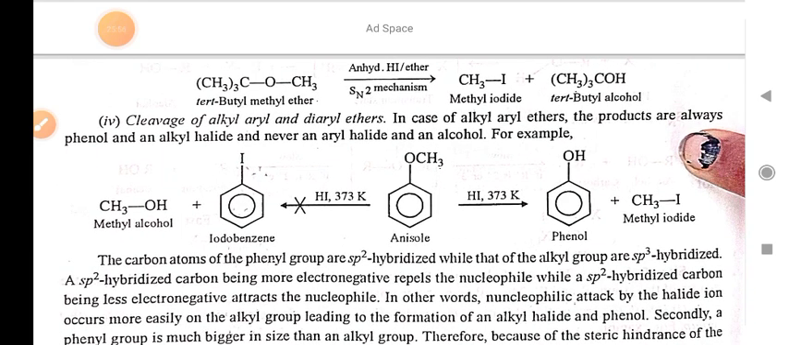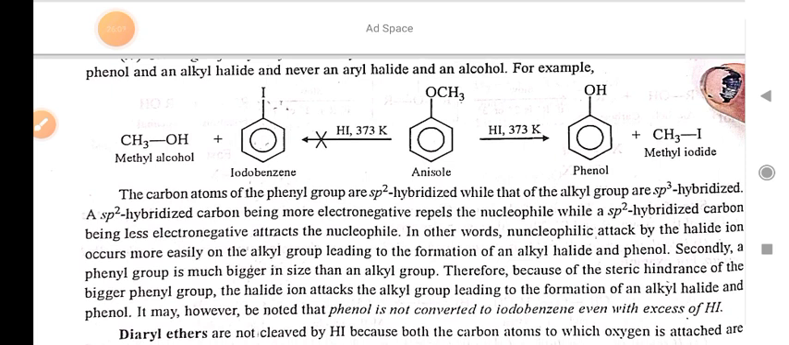Cleavage of alkyl aryl and diaryl ethers. In the case of alkyl aryl ethers, the products are always phenols and alkyl halides, and never aryl halides and alcohol. For example, methyl alcohol and iodobenzene do not come when anisole reacts with hydroiodic acid at 373 Kelvin, but phenol and methyl iodide come as products when anisole reacts with hydroiodic acid at 373 Kelvin.